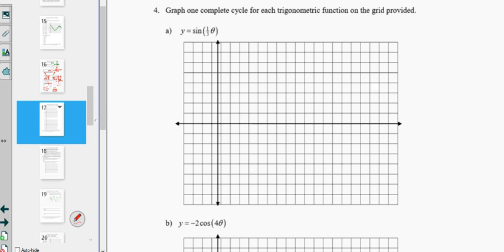Okay, so we're going to graph some things now. Again, this line should be lined up better. I don't know what happened there. Oh, okay, that wasn't much better.